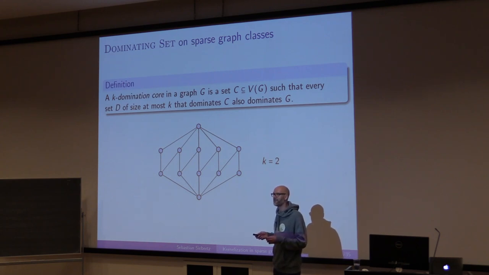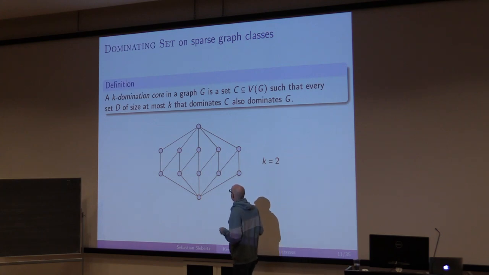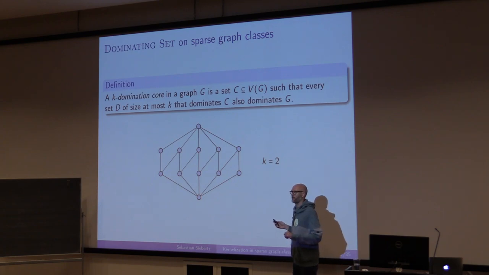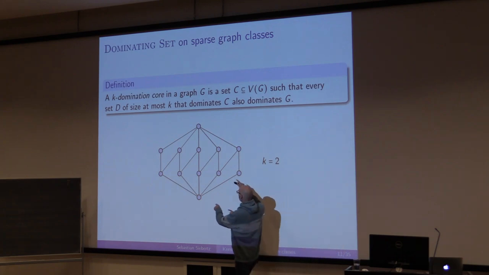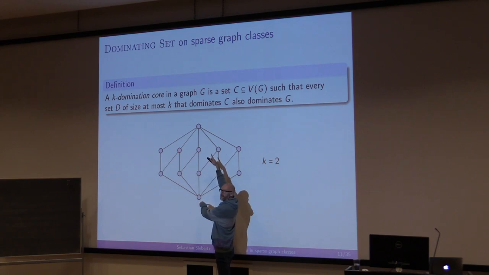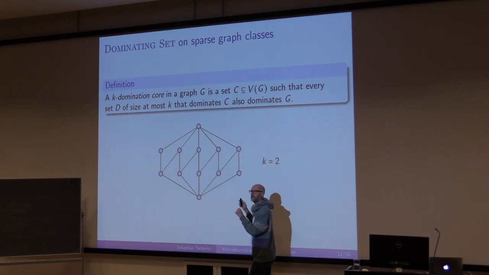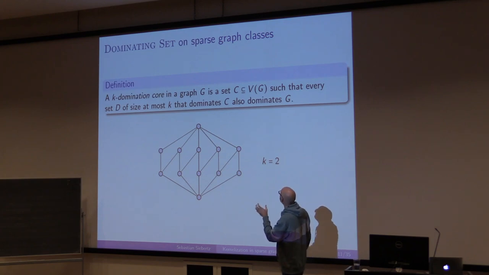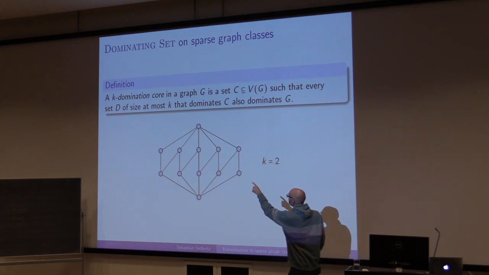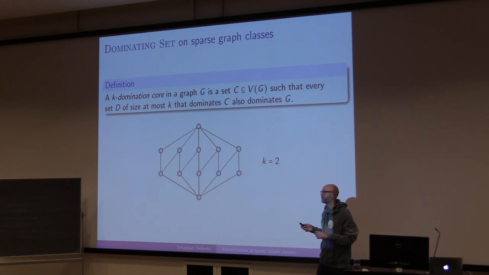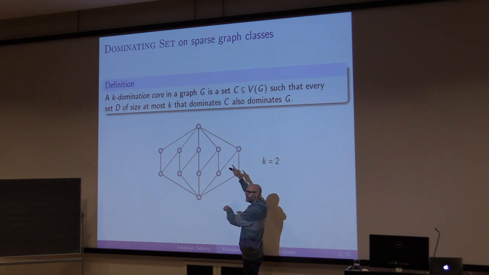Sorry? The two vertices that you were taking in the dominating set? Those two vertices. Actually not. Let me quickly say why not. So if you say these two are in the core, I have these two vertices, for example, which dominate the two, but they don't dominate the whole graph. Right? I ask that every set of size at most k which dominates the core must dominate the whole graph. So dominating those two dominators is not enough.